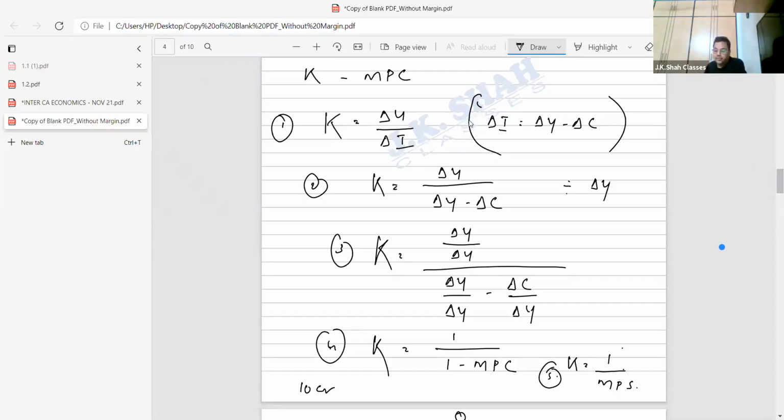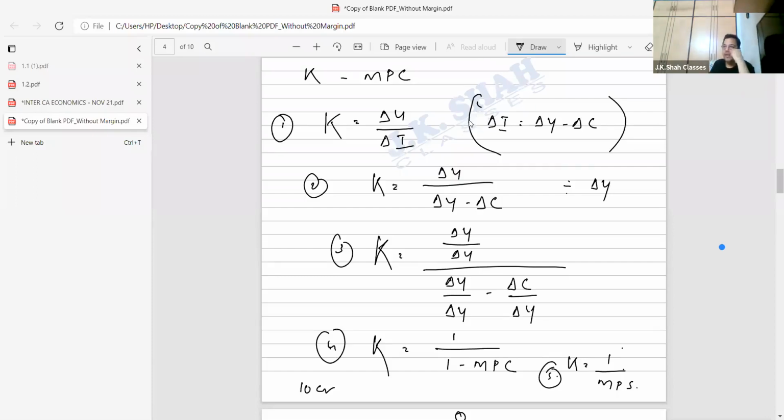Okay, till here it is clear. Done. Write in the next line. No country in the world will spend its entire additional income, to write over there MPC is equal to 1. Understand what you're writing? No country in the world will spend its entire additional income, MPC is equal to 1.